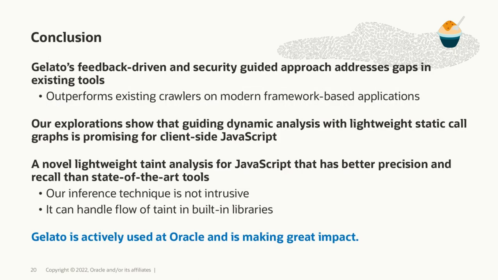In conclusion, thanks to the feedback-driven design of Gelato, we are able to perform crawling with better coverage and performance, and our tool outperforms existing crawlers on modern framework-based applications. Moreover, our explorations show that guiding a dynamic analysis with a lightweight static analysis for JavaScript applications is promising. And we also propose a novel lightweight taint analysis for JavaScript that has better precision and recall compared to the state-of-the-art tools. It is not intrusive, and it is also able to handle built-in libraries.